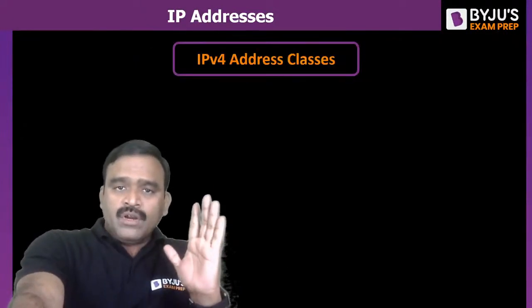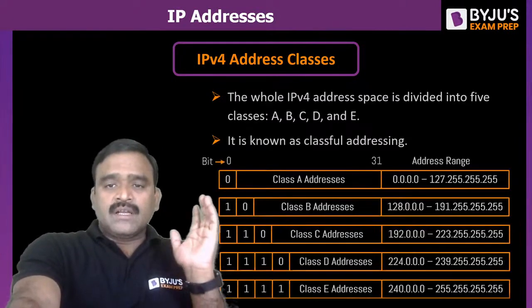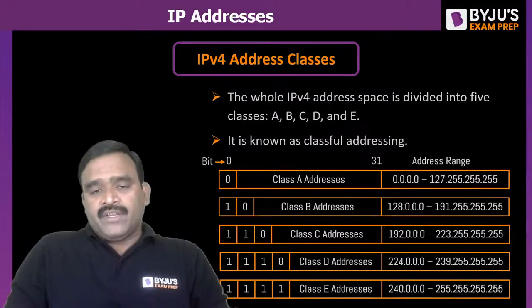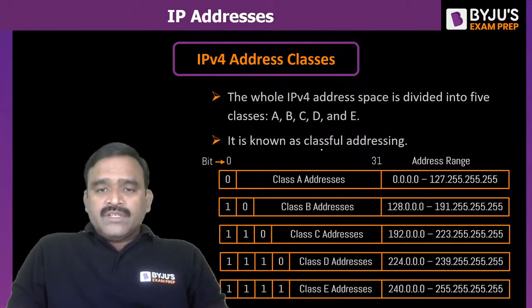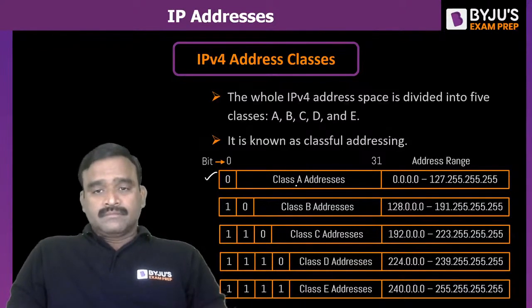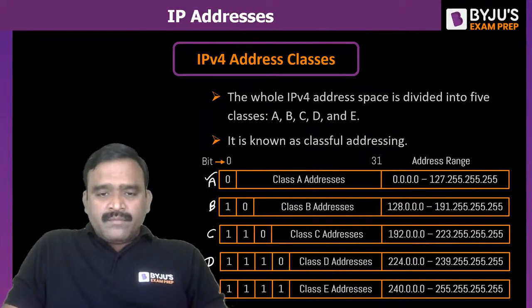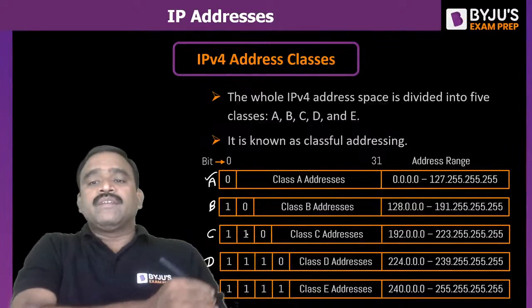So there are 5 classes of IP addresses, A, B, C, D and E, and these are known as classful addresses. This is the identification. Out of the total 32 bits, if the leftmost bit is 0, it is considered a class A IP address. If the leftmost 2 bits are 10, it is class B. 110, it is class C. 1110, class D. 1111, class E. These are the leftmost bits, the most significant side.